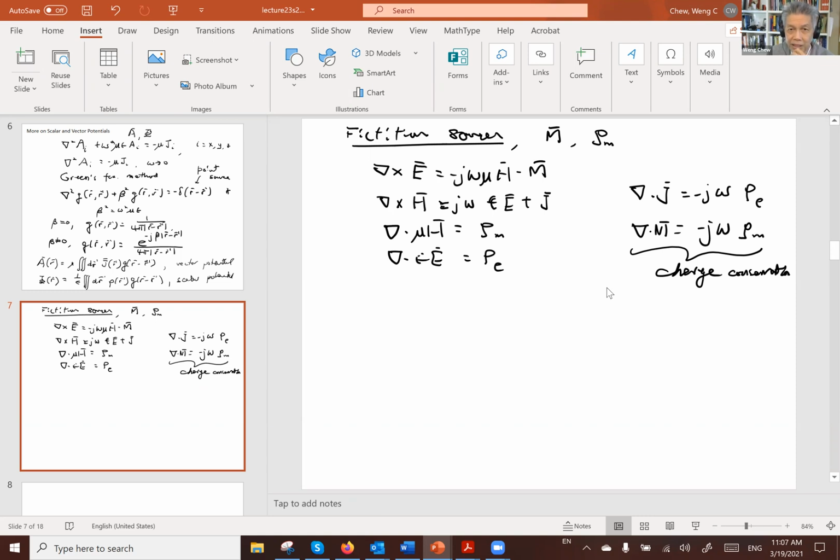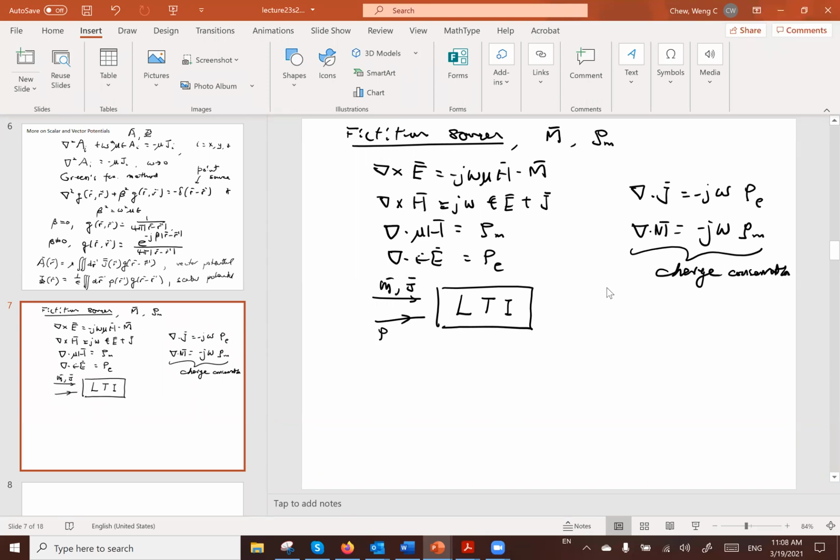So how do we solve Maxwell's equations now with M and J present? We can do that by using the principle of linear superposition that you have done in your course, because we are dealing with a linear system here. We have a linear time invariant system, an LTI system. Our inputs are M, J, and then rho M and rho E, and the outputs are E and H.